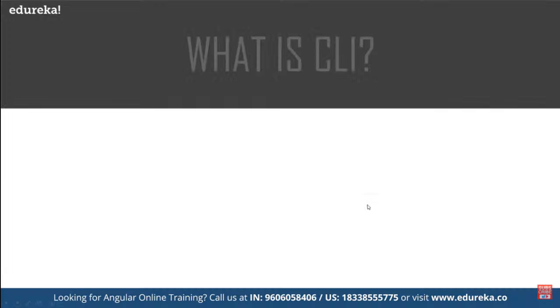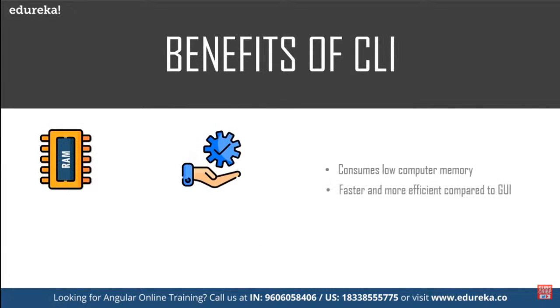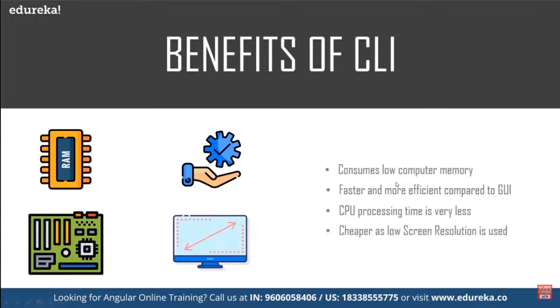Now, CLI and its benefits. The command line interface is a user interface used in a text format, that is, commands in the window prompt that we can make use of. The main benefits of using CLI are that it consumes low computer memory, it offers faster and more efficient computation compared to its counterparts, and it allows better CPU processing management as the time required to complete any given task is less. And it's cheaper as low screen resolution is used, because we only need to see the command line. That's it.